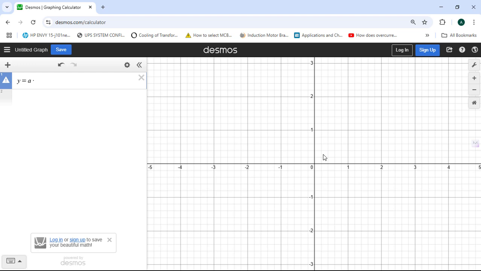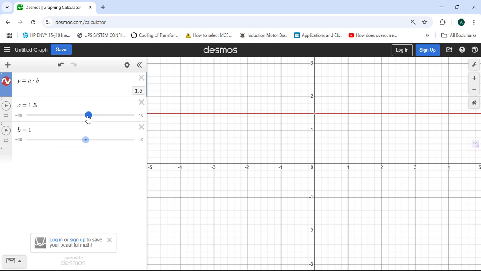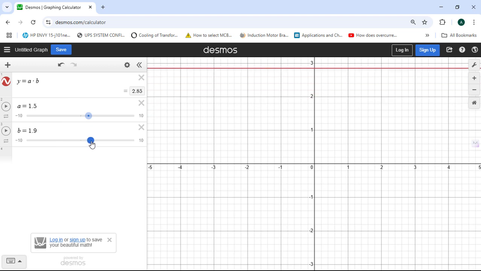As you know, DESMOS here will ask me to add a slider for each constant value, A and B. So I will add them all. As you can see here now, this is the power of our circuit because the voltage is equal to 1 and the current is equal to 1. If the voltage increases, the power will increase. Also, if the current increases, the power will increase. And keep in mind that our resistance in this circuit must be constant to apply those concepts.